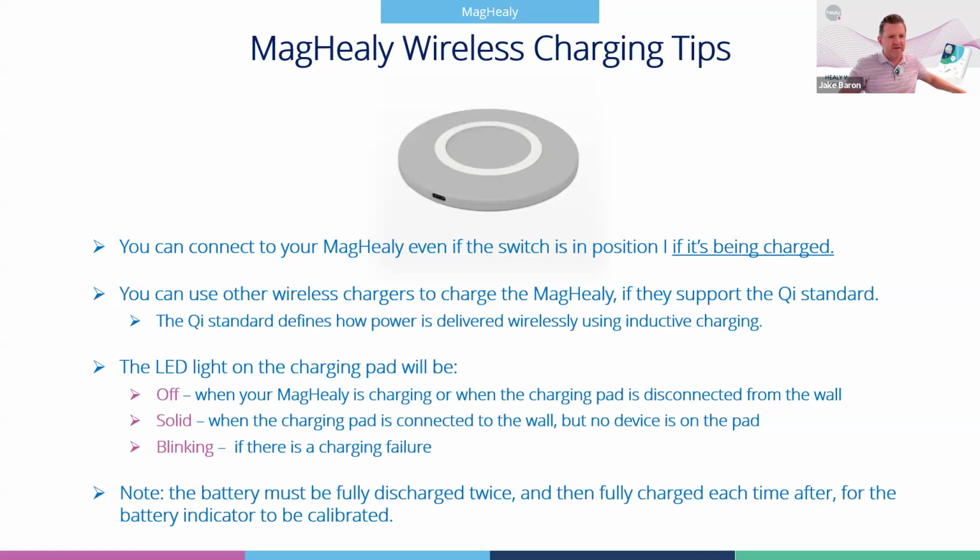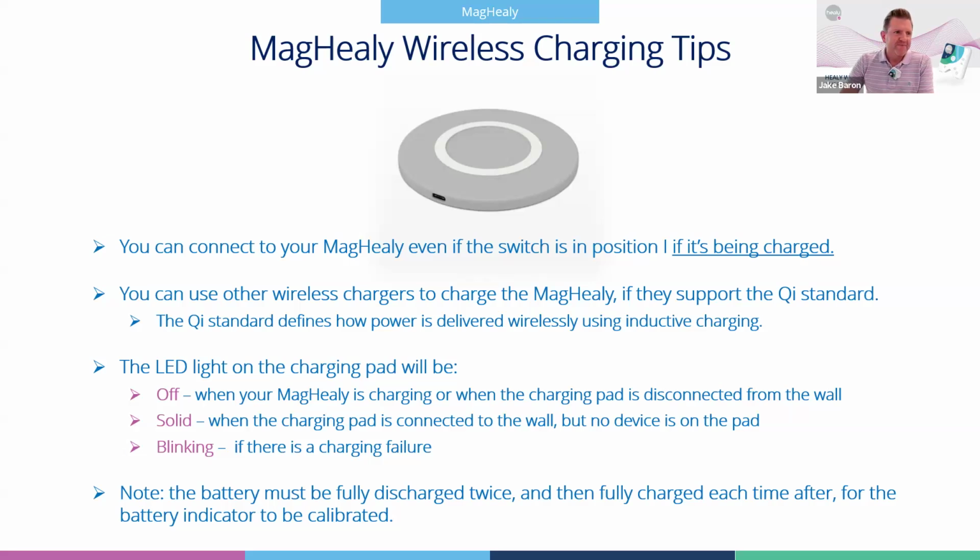And then I just have a note here at the bottom for when you first get your MagHealy. Same with the Healy device. You're going to want to fully discharge the battery and then fully charge it at least twice in order for the battery indicator to be properly calibrated. The first couple times the percentage listed in the app might not be as exact, until you actually do this, fully discharged twice, fully charged twice, which will get you the most accurate battery readout there.